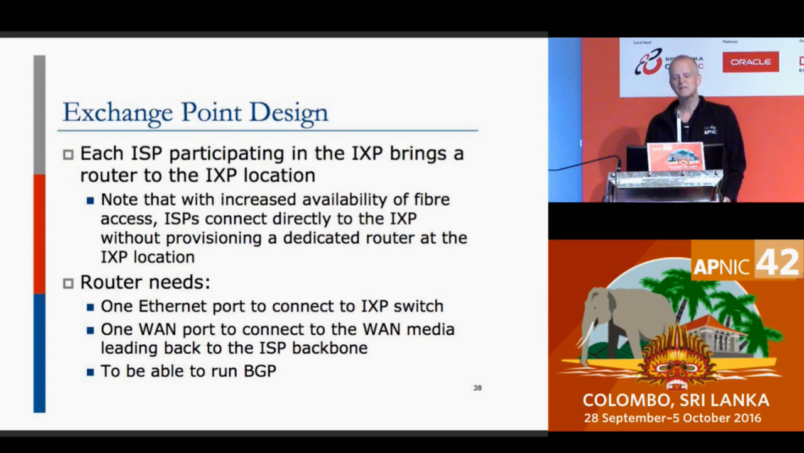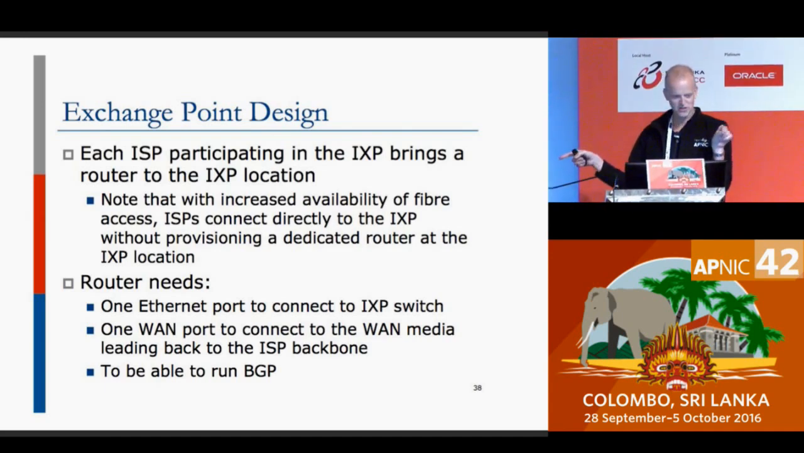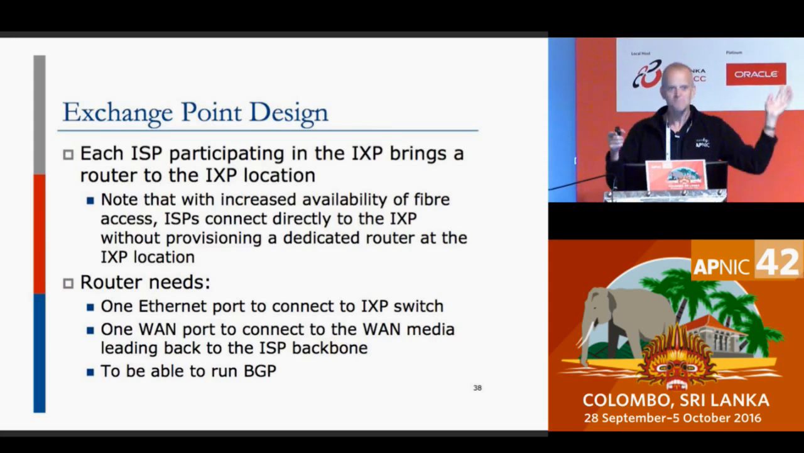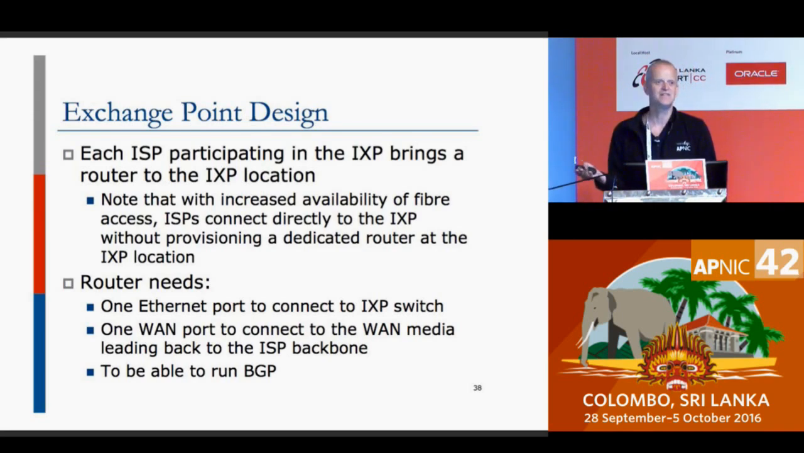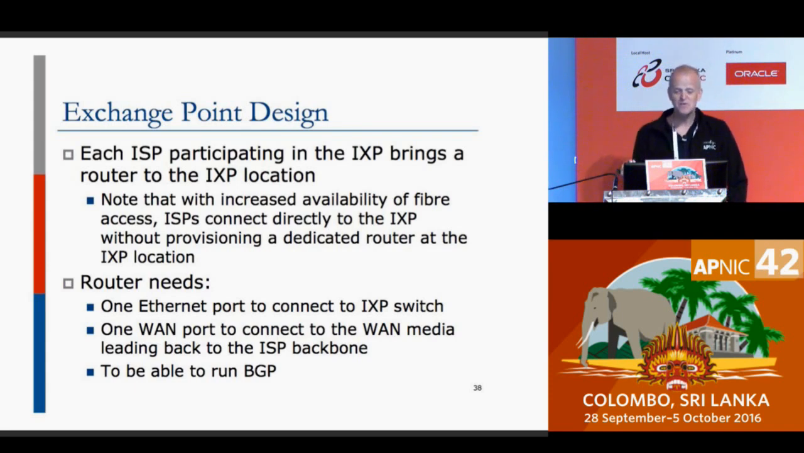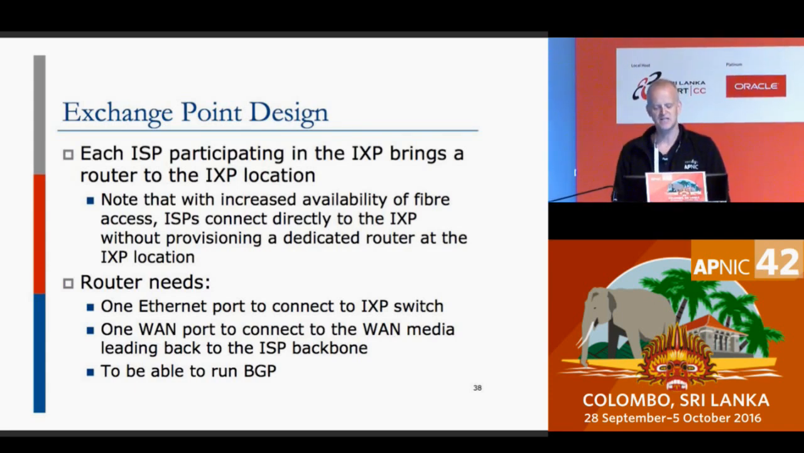Again, it dismays me quite often to see some IXs set up where the providers come along with an 8-slot big chassis router, and you've got one Ethernet interface going to the switch, and one Ethernet interface going back to the main network. And it's like, what do all the other slots do? Oh, well, just in case we're going to expand. What exactly are you going to expand into? You need one Ethernet port to connect to the switch, and then another WAN port, whatever that may be, to connect back to the service provider backbone.